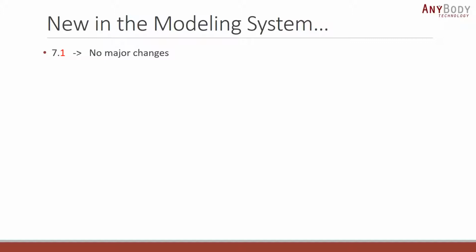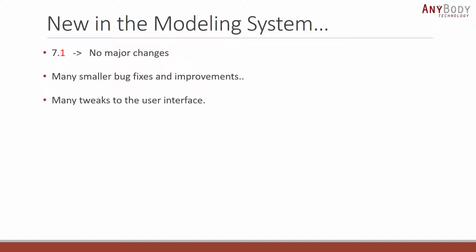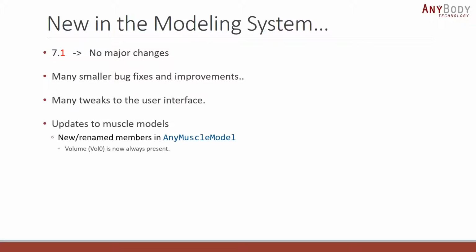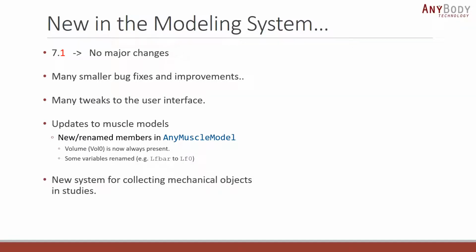Firstly, the modeling system is updated from version 7.0 to 7.1. What does that mean? That means basically that there are no major changes in the modeling system. But on the other hand, there are many smaller bug fixes and improvements, many tweaks to the user interface, updates to the muscle models, and some updates to the system for collecting mechanical objects. The last two points are actually not that important, but I'm mentioning them for a specific reason.